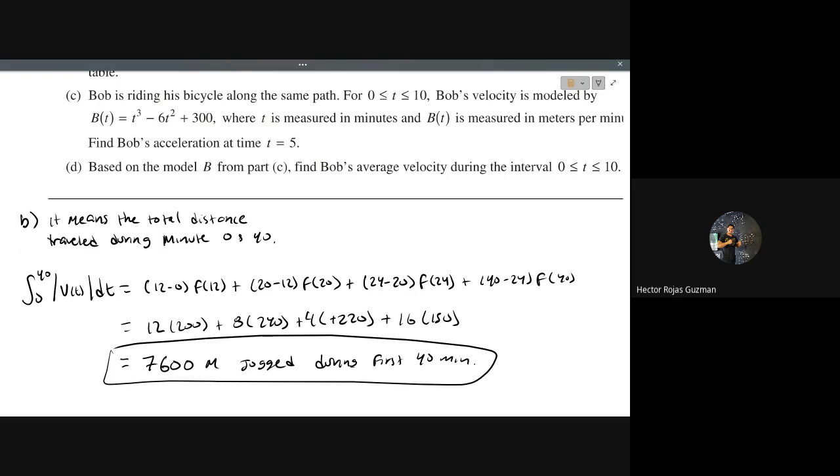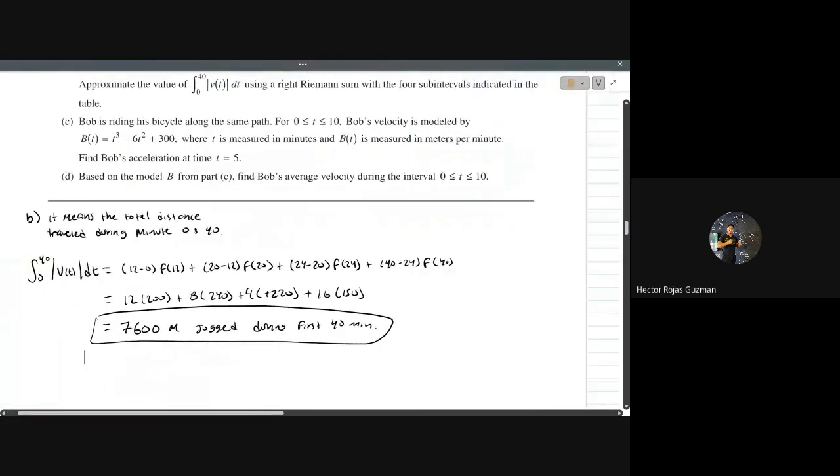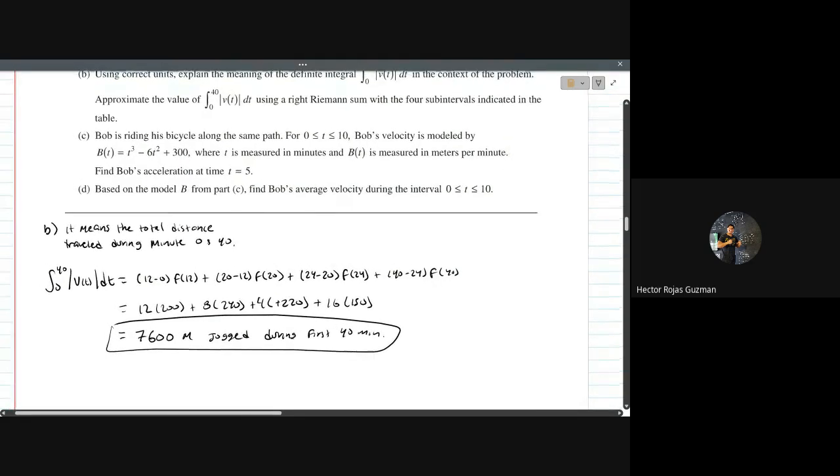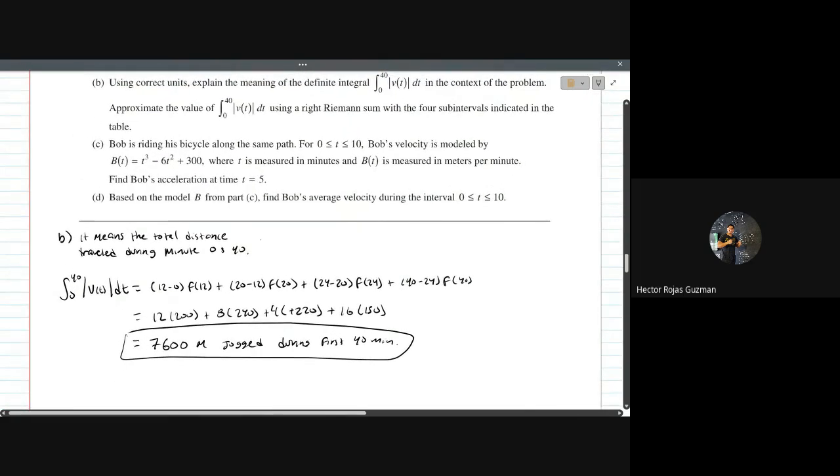All right. Algebra. This one was a total of 3. One for the explanation, one for the setup of the right Riemann sum, and one for the answer.